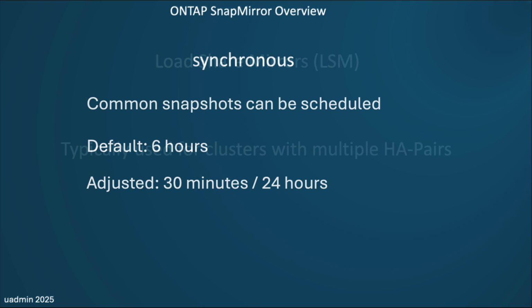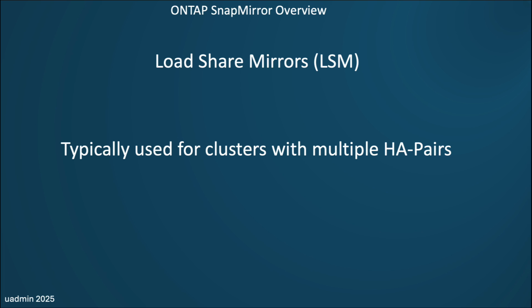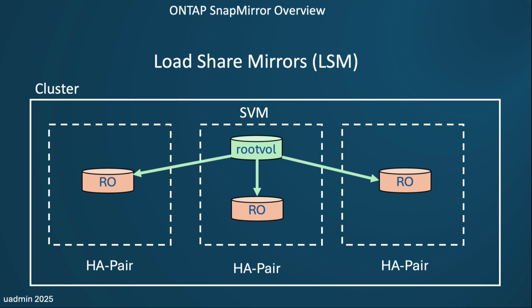Now, another relationship type is LoadShare Mirrors, which are of a very special kind and are currently only advised in clusters with multiple HA pairs. In a LoadShare relationship, the root volume of a storage virtual machine is replicated to a volume or multiple volumes in other aggregates of other HA pairs. So you could have a root volume of a single SVM to have many destination volumes if you have many HA pairs. The argument for running LoadShare mirrors of the root volume is twofold.